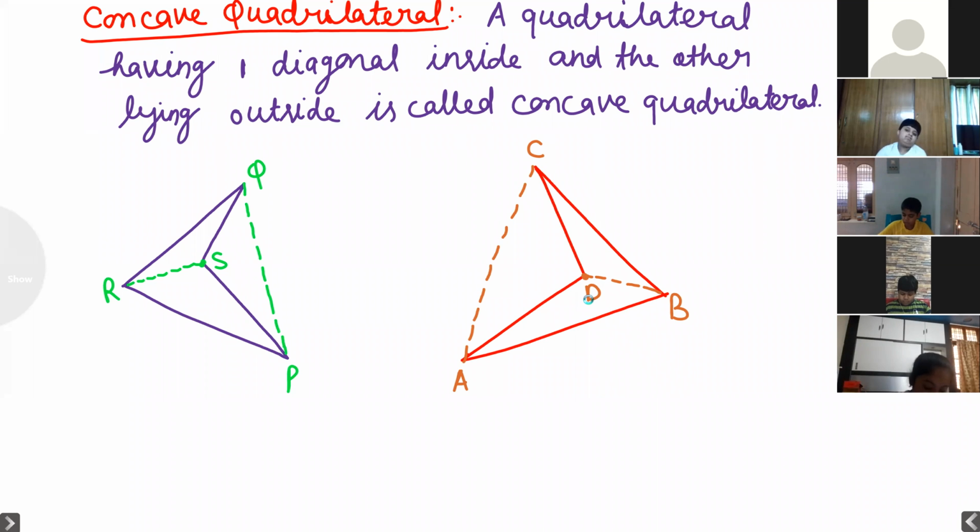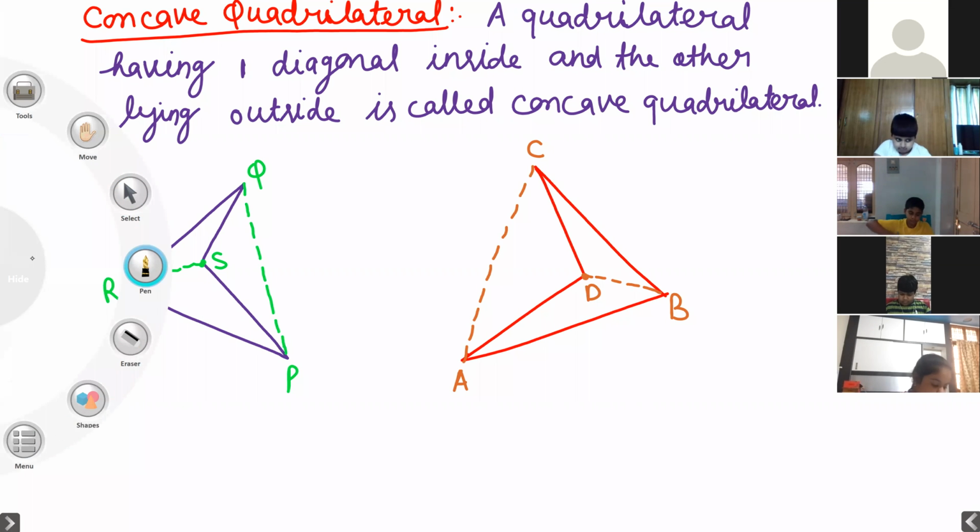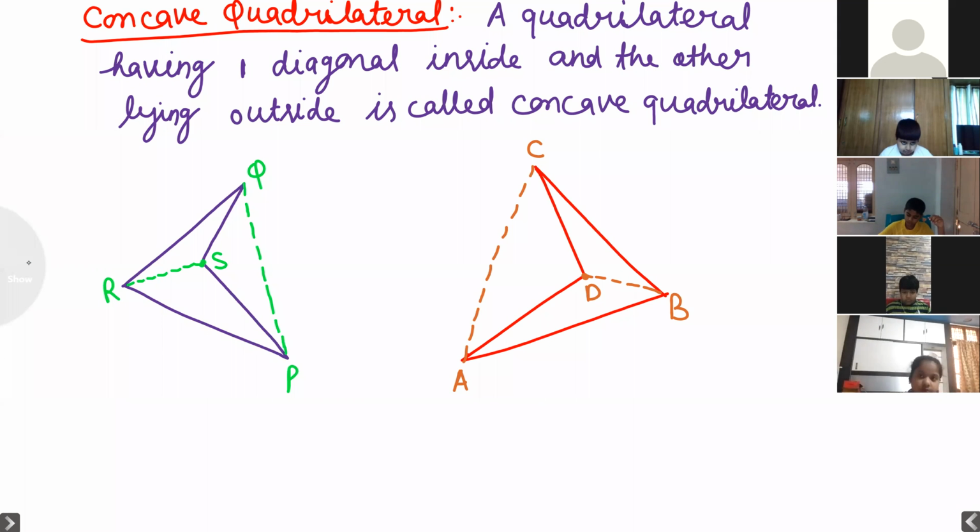Now keep the first star point. First underline this: one diagonal inside, other lying outside. If one diagonal lies inside and the other diagonal lies outside, that is called a concave quadrilateral. One diagonal inside, other diagonal outside.